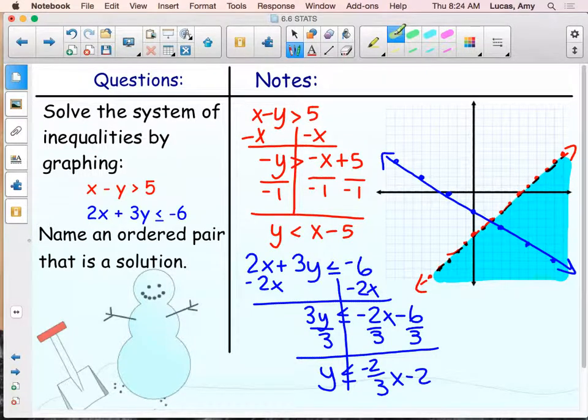and it's less than or equal to, so I shade below my line like this. And you see the region that was shaded twice has turned green for us. And I just need to name one point in that region that's shaded twice. I'm going to pick this point right here, which is 2, negative 6.